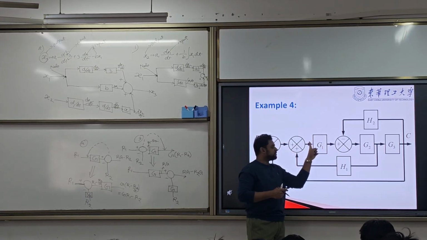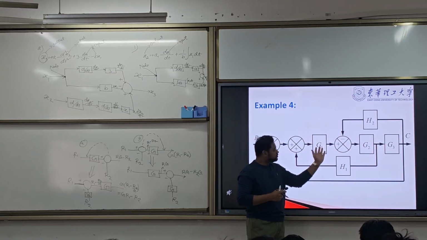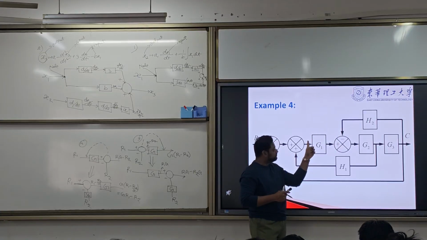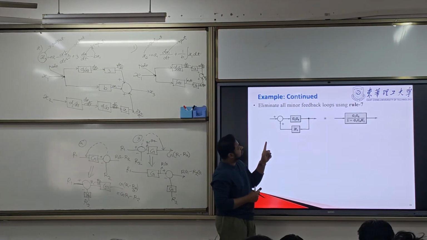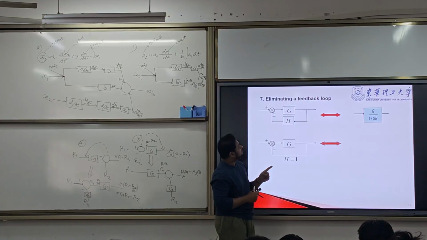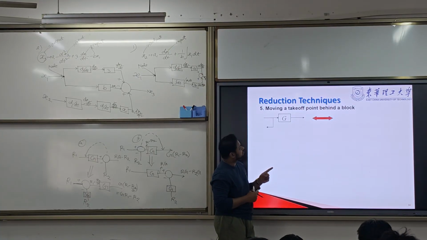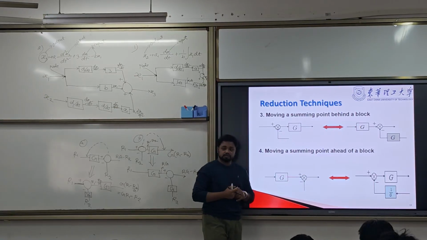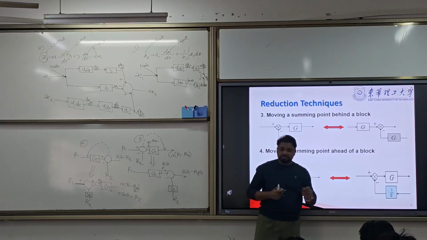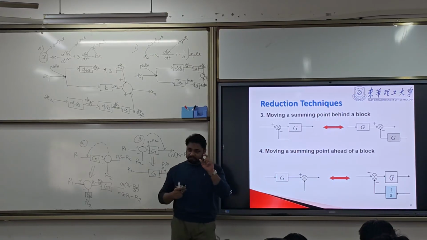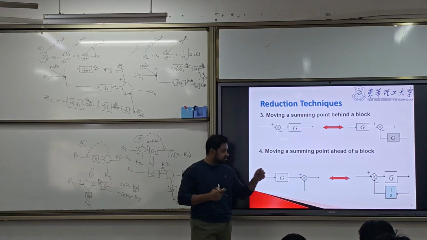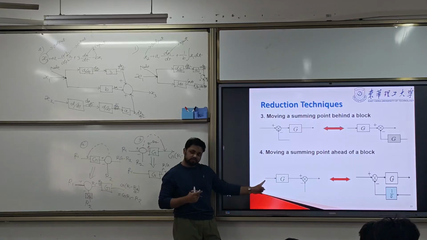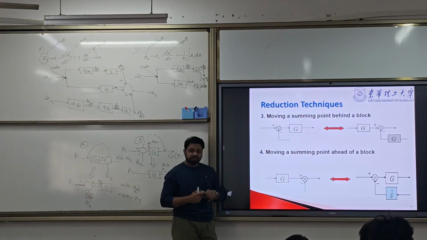If we move this summing point before, then this one and this one will be cascade. So if we move this summing point before this gain, look, summing point before, what will happen? We need to multiply with 1 by G, the same gain. Divide with the same gain, because this summing point we are moving it before. So we need to divide it by the gain.